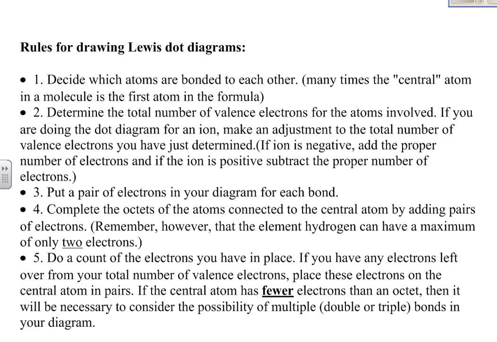Here are the rules up here on the board, and these are on your sheets. So we're first going to do methane, CH4. So Anthony, would you nice and loudly read step number 1? Decide which atoms are bonded to each other. Many times the central atom in a molecule is the first atom in the formula. And that's going to happen most often. So we have carbon that we'll put in the middle, and then the hydrogens are going to go around it somewhere like that.